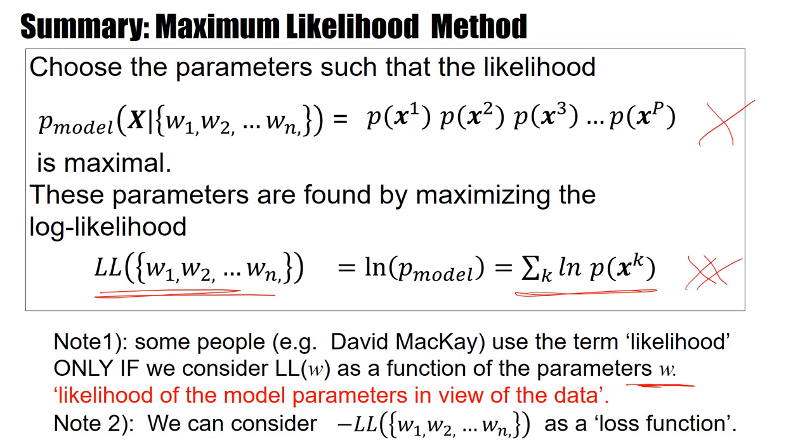The second note is, instead of maximizing the log likelihood, we can also minimize the negative log likelihood. And then this is just a loss function, like a quadratic loss function or other loss functions that can be used in artificial neural networks.